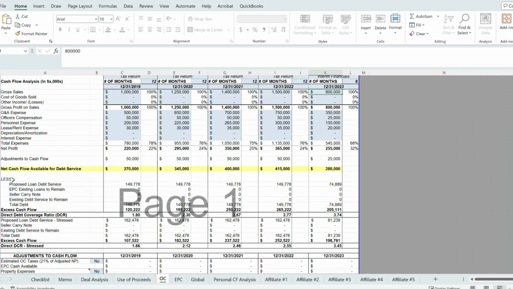This information, less the proposed loan debt service, comes from this other section of the use of proceeds, which I'm going to show you in a minute.